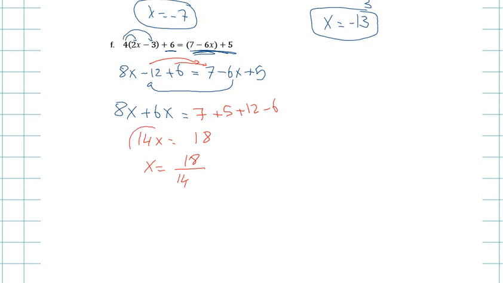Okay? So it's 18 divided by 14, you're going to get a decimal. What's 18 divided by 14? 1.28. And that would be your answer. You can leave it as 18 over 14 if you want, or you can put it in this. Are we okay with that?